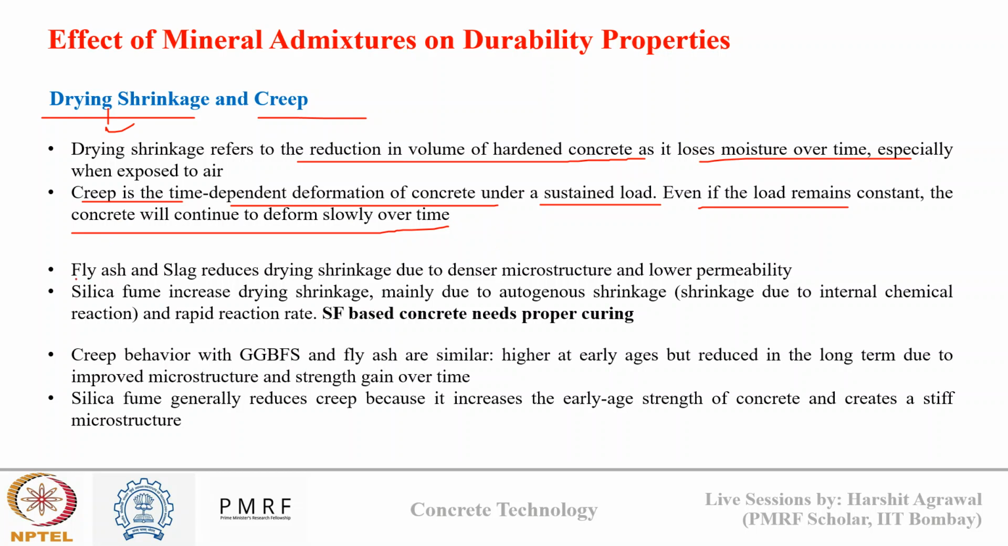So what is the effect of SCM on these two properties? Fly ash and slag reduce the drying shrinkage since they create a dense microstructure. However, silica fume can increase the drying shrinkage. Why? Mainly because of autonomous shrinkage.